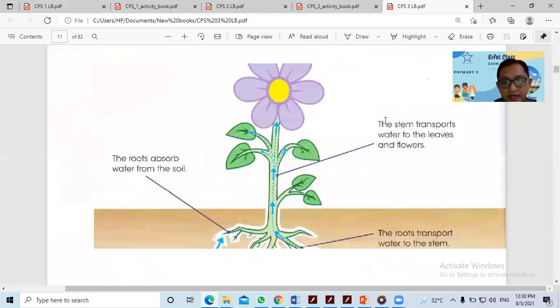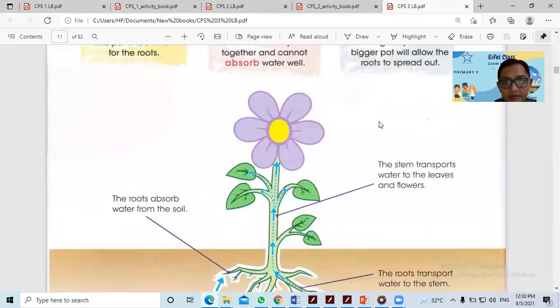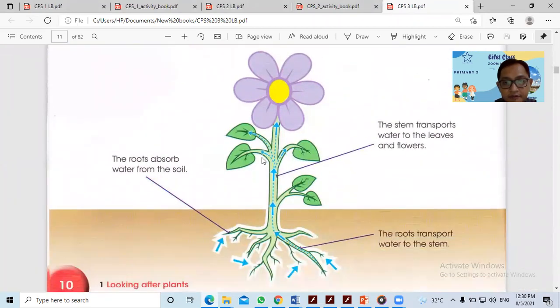Okay. Now look at this. From here we can see the flower and the arrows in here. So first the roots absorb the water from the soil. See, it's from here, from here. And then the roots transport the water to the stem over here. And the stem transports the water to the leaves and flowers. See, it goes to the leaves, goes to the leaves, and then goes to the flowers.